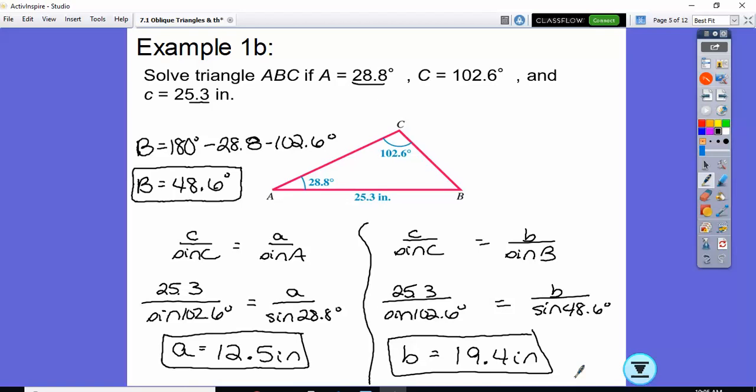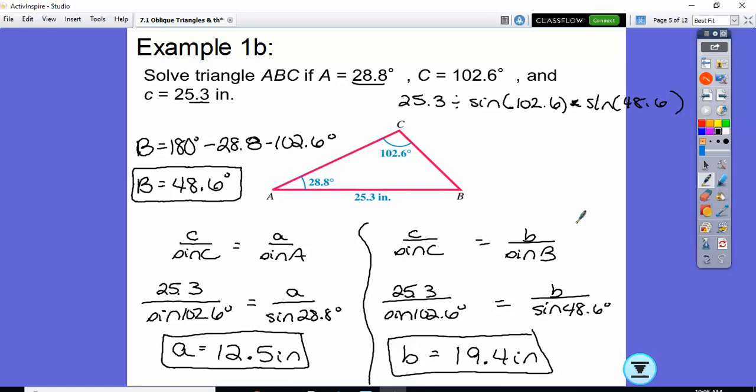So when you type in a calculator, do you do parentheses 25.3 over and then parentheses sine? You can, or I've just been typing in 25.3 divided by sine. It opens one, so you have to close it. Okay. And then I do the times. Like that. Any other questions? Okay.